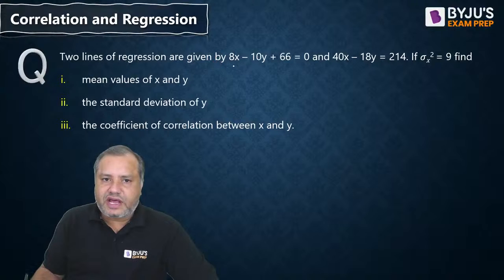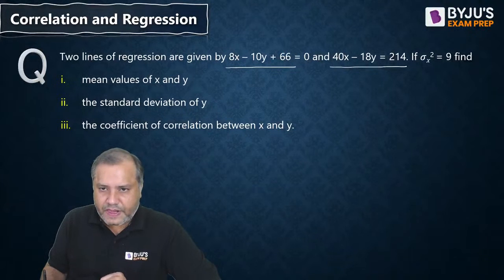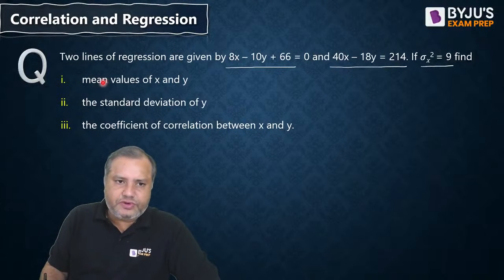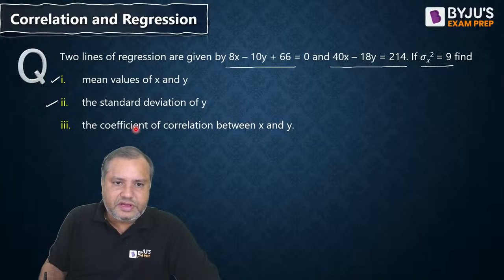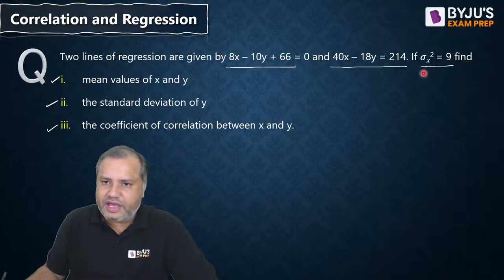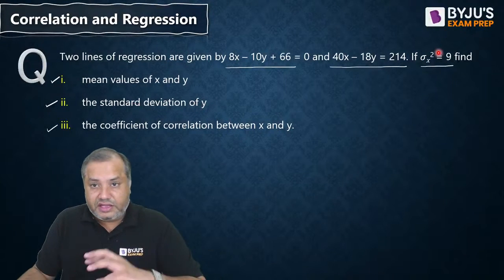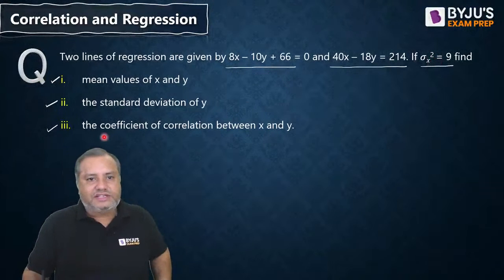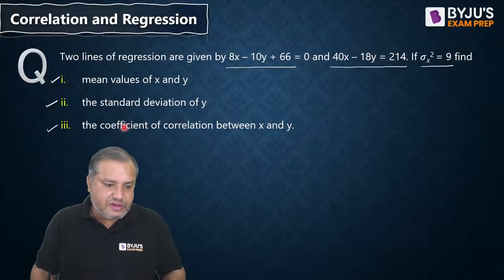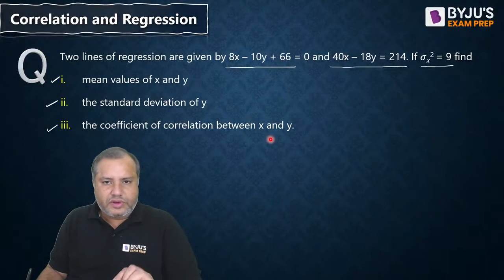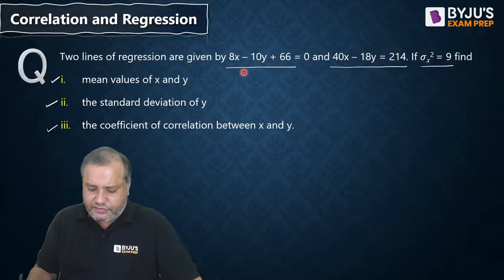Two lines of regression are given. Sigma x square is also given. They are asking you the mean values of x and y, standard deviation of y, and the coefficient of correlation between x and y. If they have given you sigma x square, they will ask you standard deviation of y. They can also give you sigma y square and ask you standard deviation of x. This variety is very, very important.